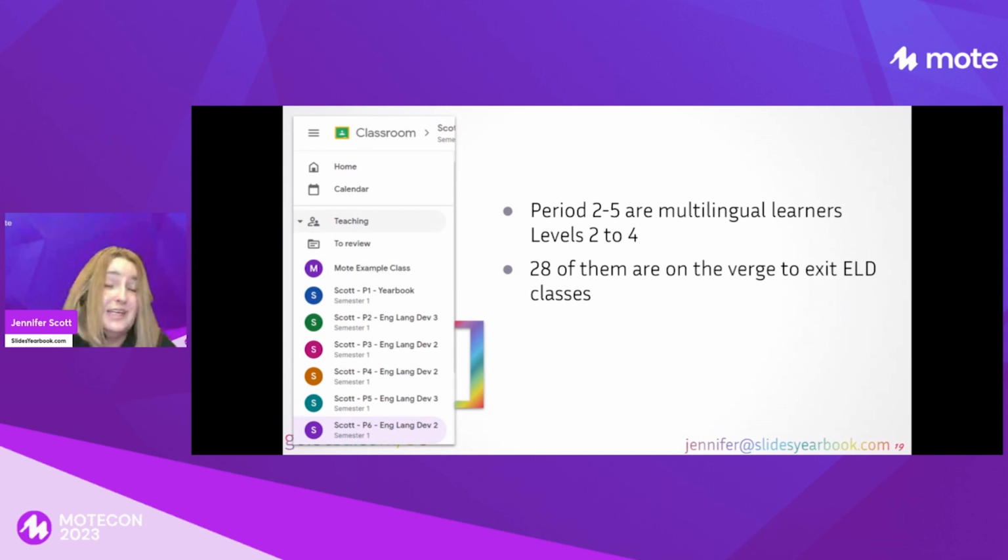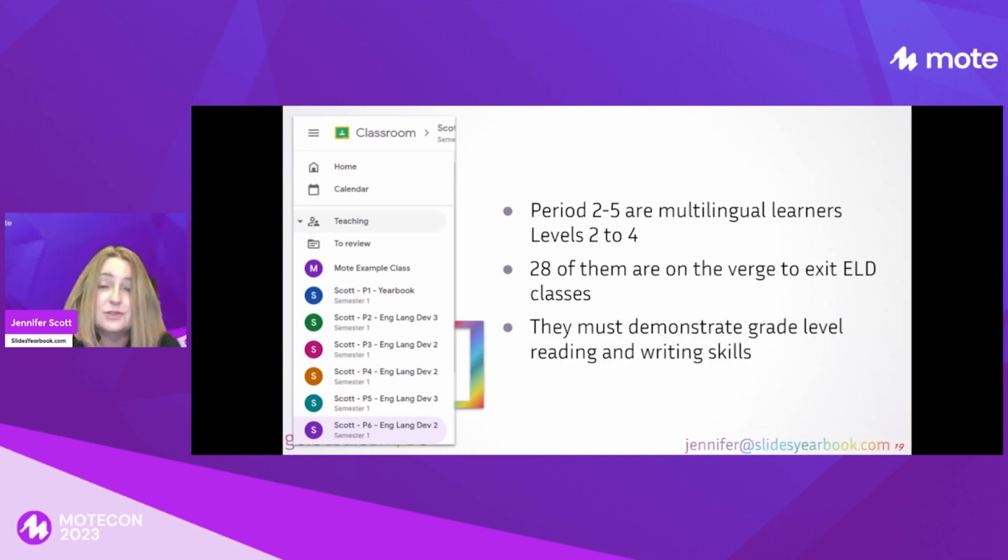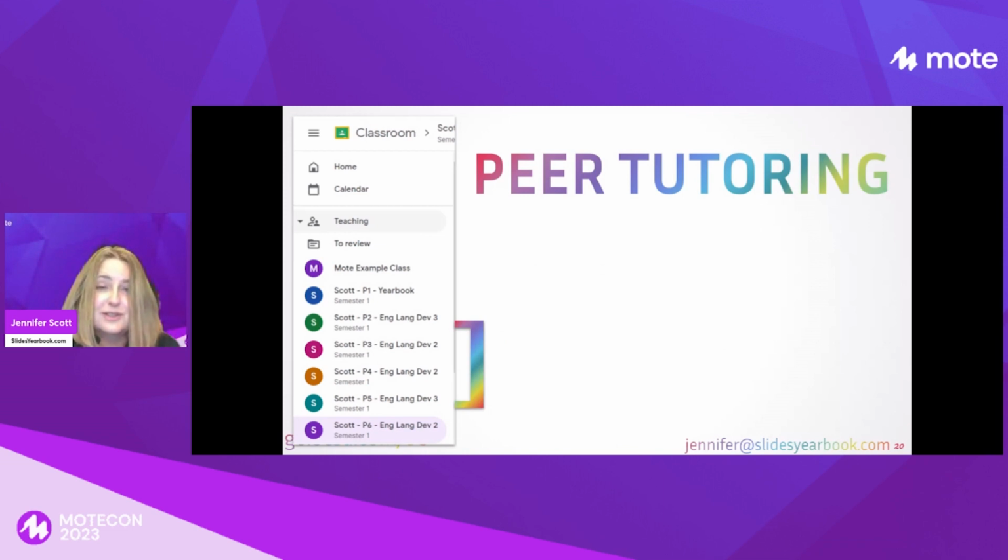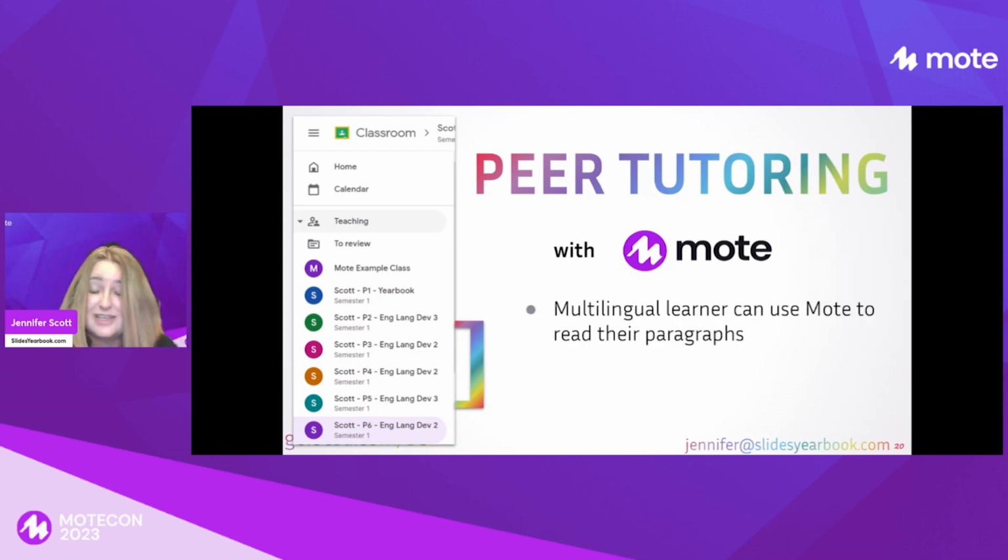There are about 28 students who actually are on the verge of exiting, and all we have to do is demonstrate that they have their reading and writing skills at grade level. So what I'm going to do is peer tutoring, and I'm going to have my students in my other classes record those paragraphs for my students in sixth period so that they can practice it themselves. They can hear their classmates read the paragraphs, and then they can go ahead and make their own Mote.